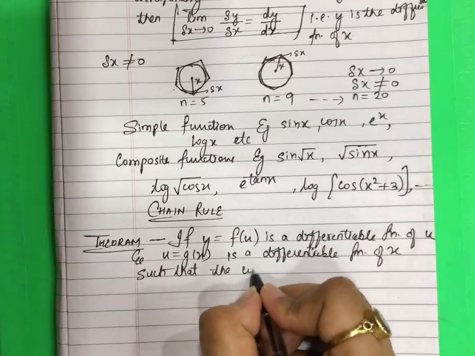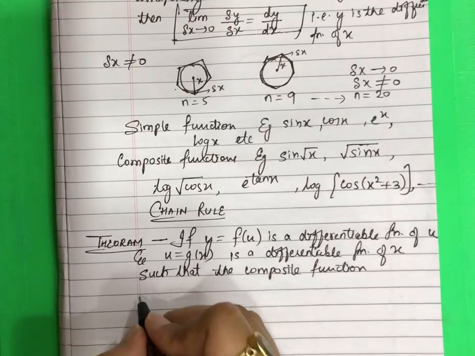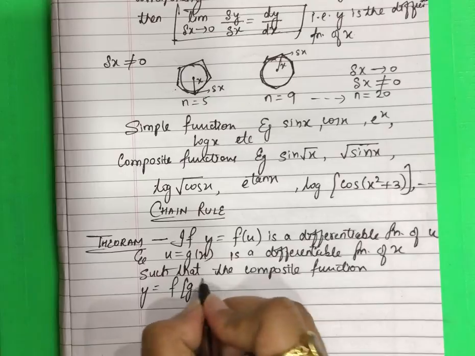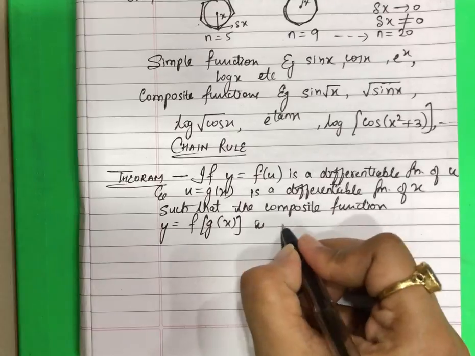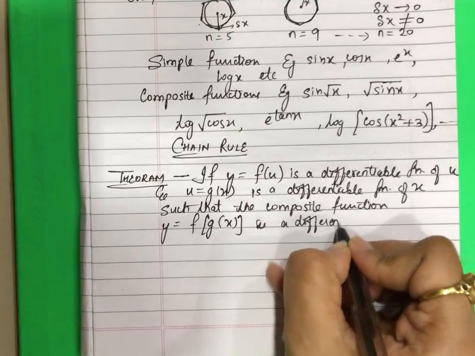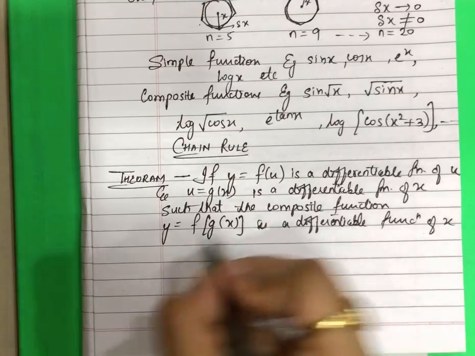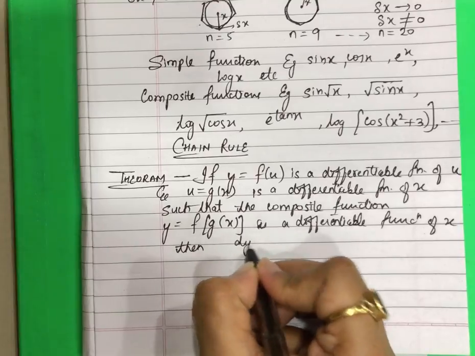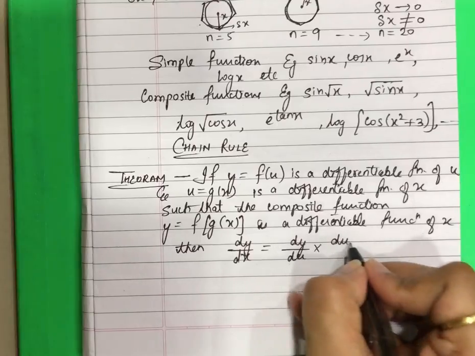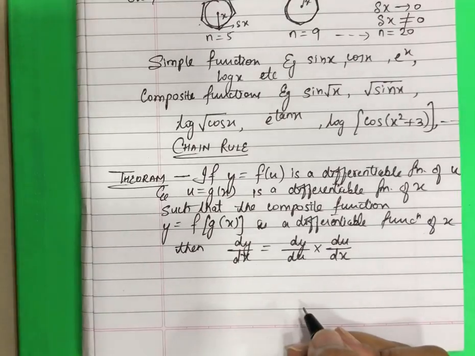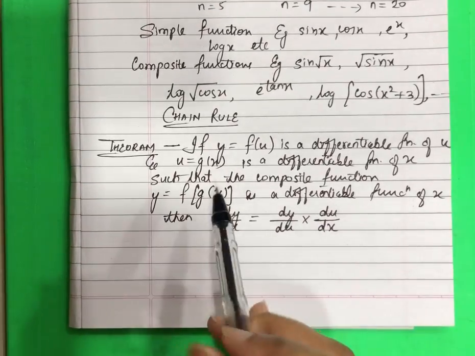the composite function y is equal to f(g(x)) is a differentiable function of x, then dy by dx is equal to dy by du into du by dx. A long statement, but don't worry, it is very easy. I'm just repeating what is exactly given.